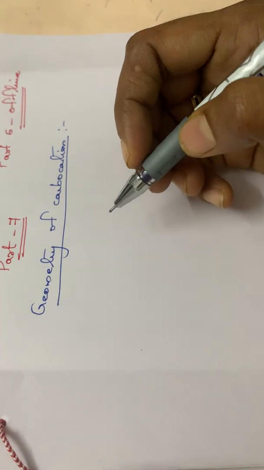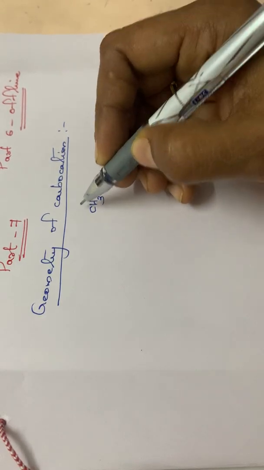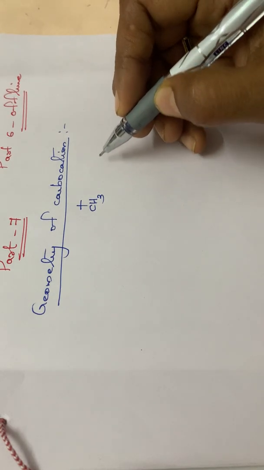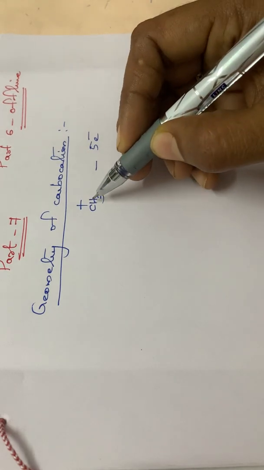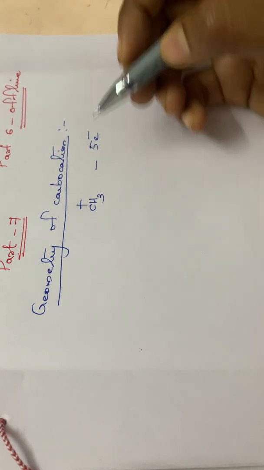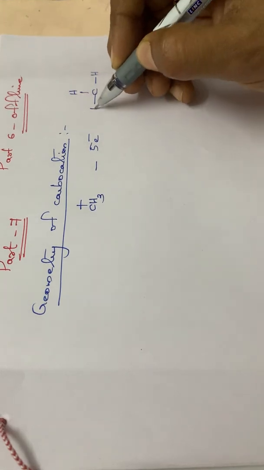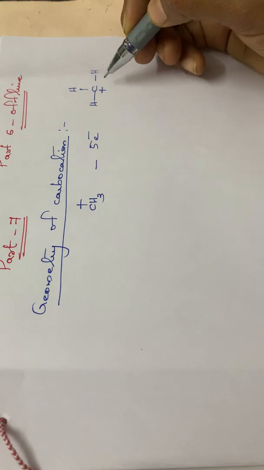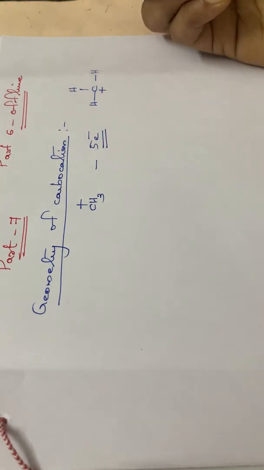Okay. So while considering the geometry of carbocations, the CH3 plus is the methyl carbocation, and this methyl carbocation has got 5 electrons, isn't it? With a CH3 group it would have 6 electrons, but since it is electron deficient, it will be having 1 electron less. So in total it will be having 5 electrons in the case of CH3 plus.